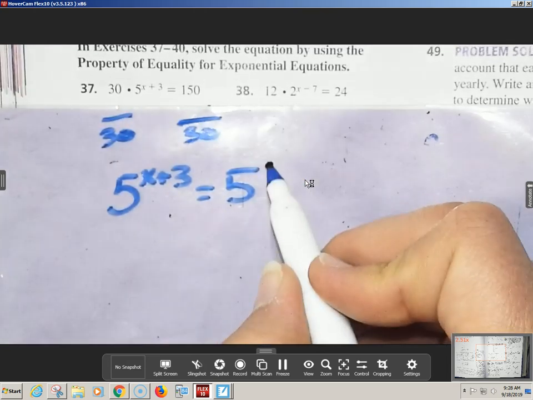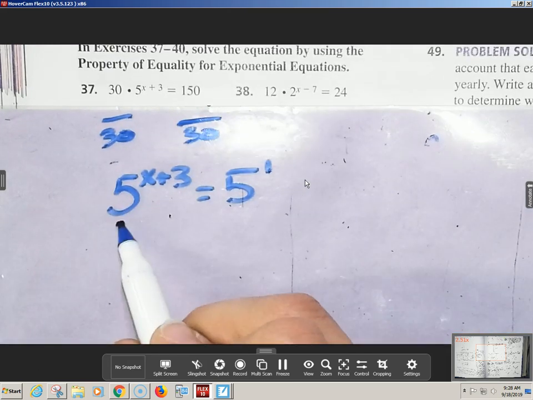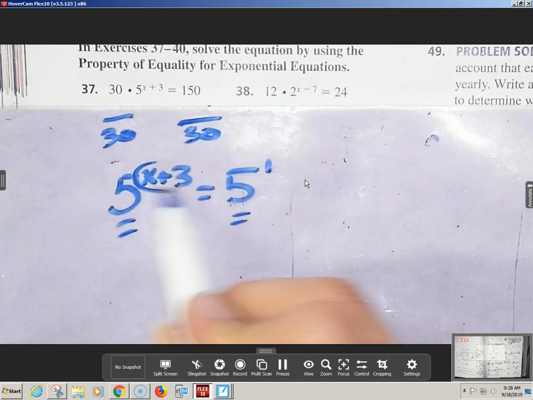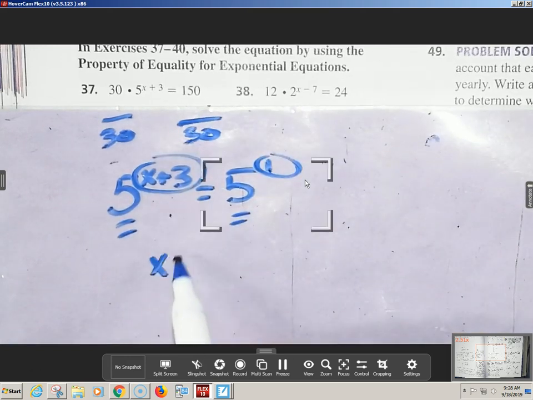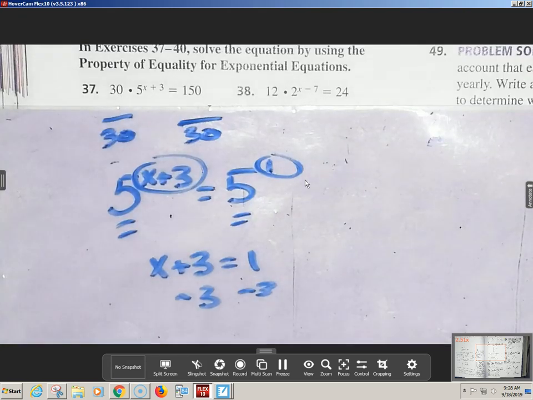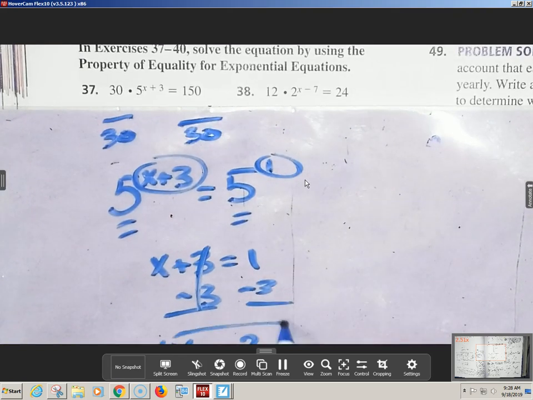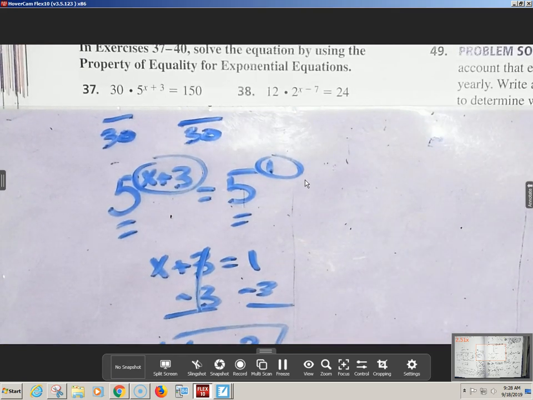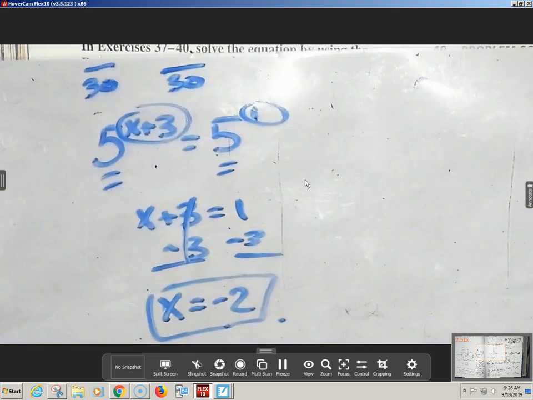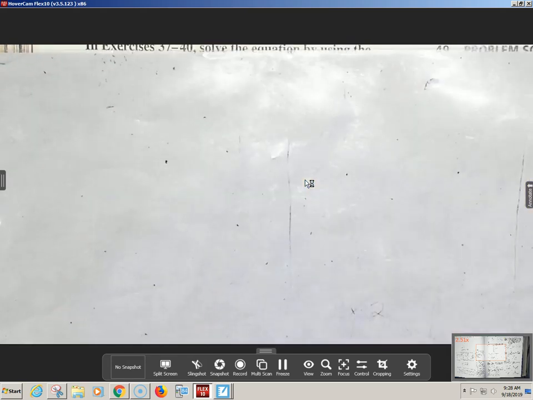So then, Andrew, I would go ahead and make that an understood 1 exponent. And once my bases match, I'm good to go. So the key in all of these beginning problems was comparing. Oh, sorry, x equals -2. But the key was that division first. I think that would have messed you up on all 37 through 40.